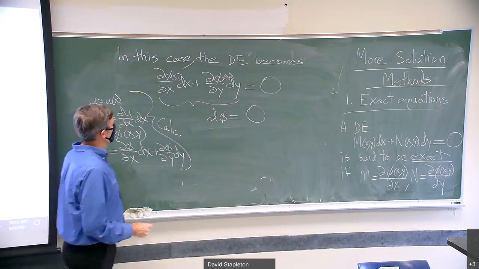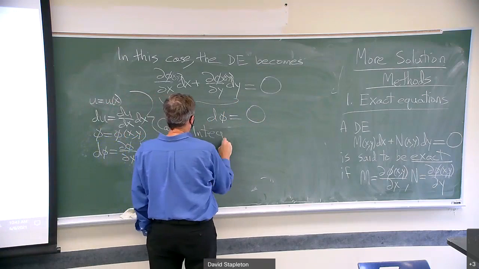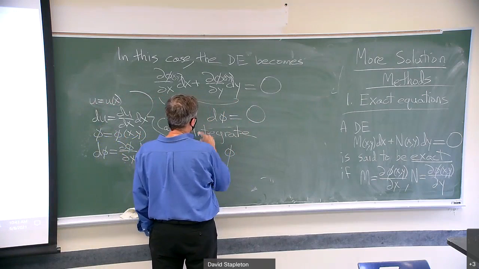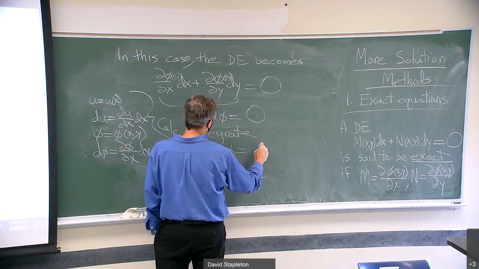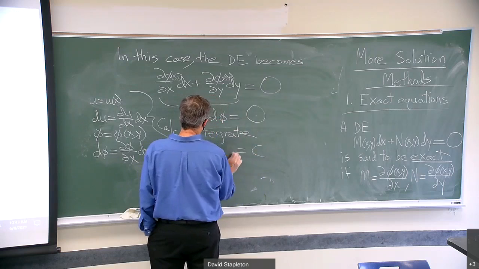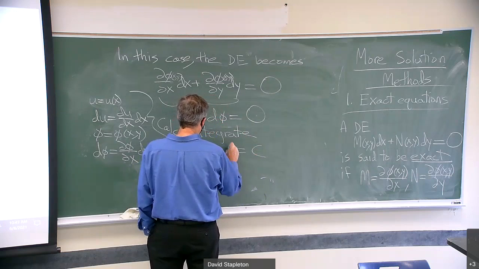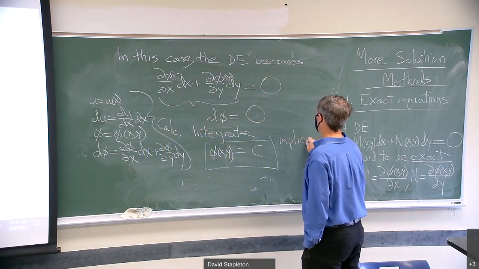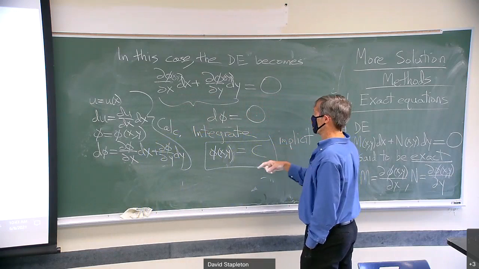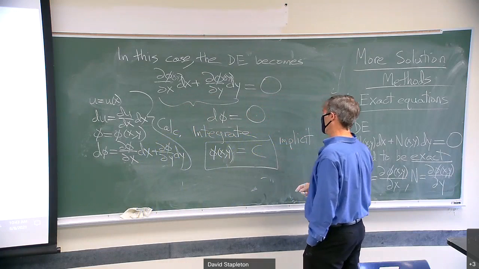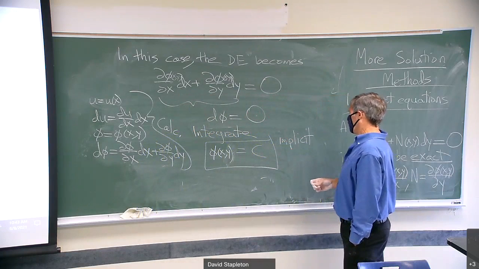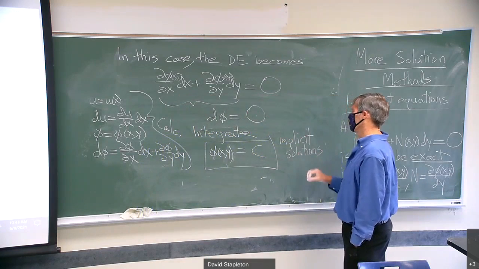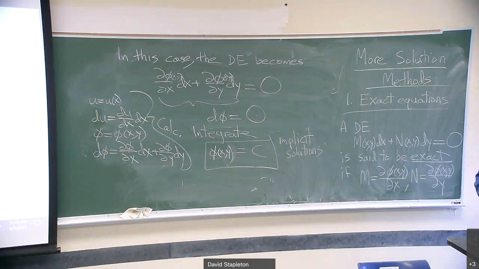But now we've got it, we can integrate and get on the left phi, the integral of d phi is phi, and on the right, the integral of 0 is a constant. That's just like this, phi of x, y equals c. And so these are the solutions given implicitly again. You have to take curves y as a function of x that satisfy this equation and are differentiable, and those will be the solution. So the solution is implicitly given by this equation. That's all there is to the exact method.